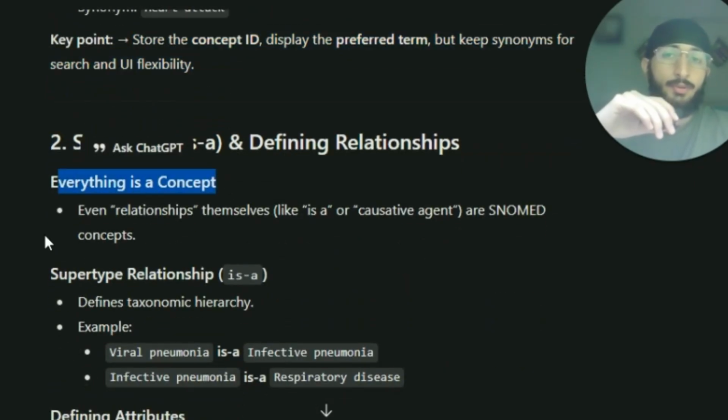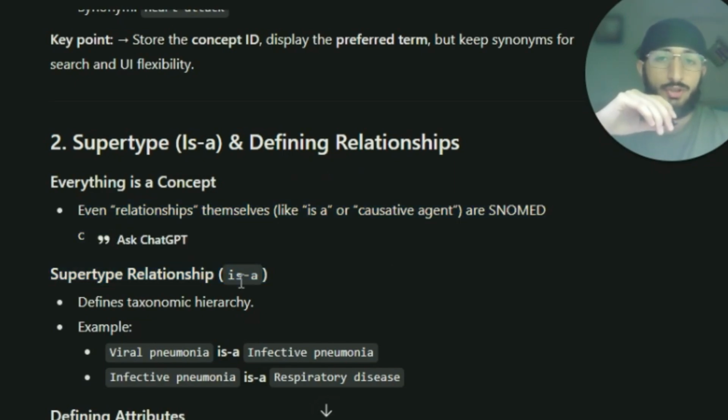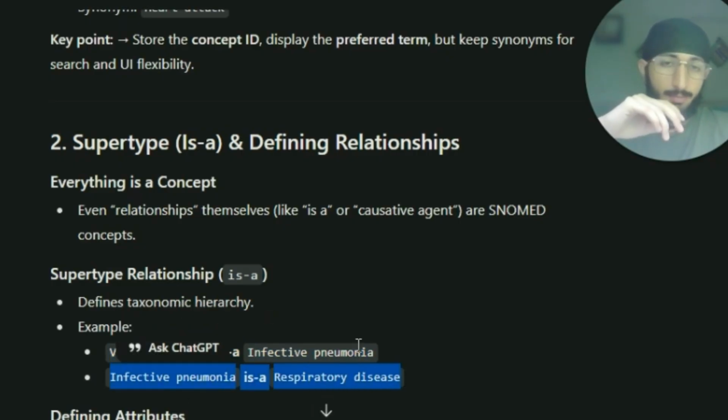Now, everything is a concept. Even relationships themselves, like is a or causative agent, are SNOMED concepts. The supertype relationship is a defines the taxonomic hierarchy. For example, viral pneumonia is a infective pneumonia. Infective pneumonia is a respiratory disease.